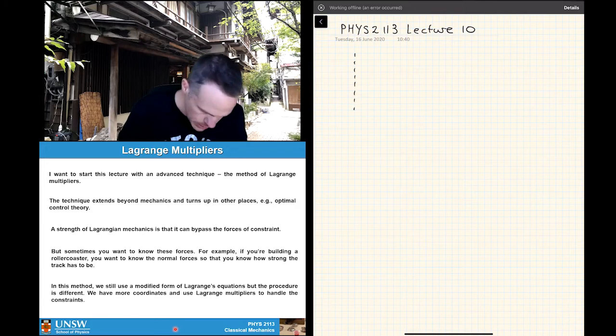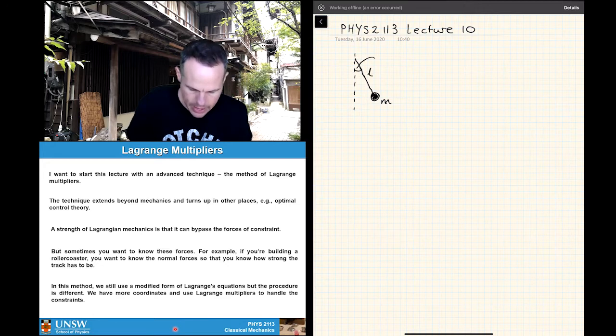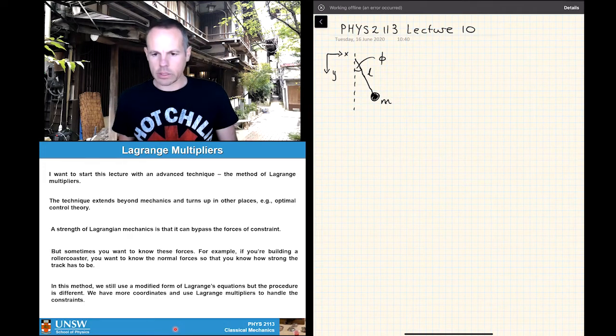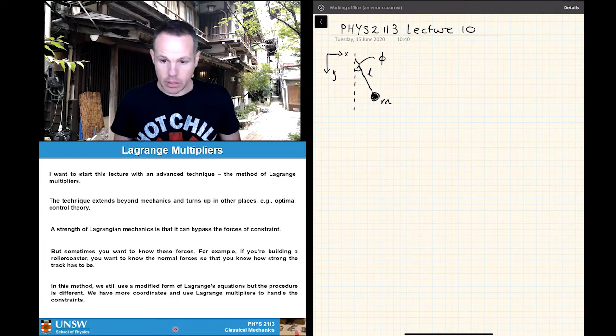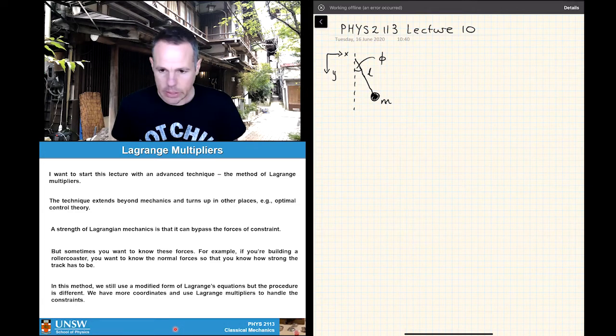We've seen this a few times before now. We've got a mass m connected to a pivot point via a string of length L, and there's an angle in here, phi. Usually for most of these problems we set up our coordinate system so that we have y pointing downwards, to make things nice and easy in terms of the coordinates.